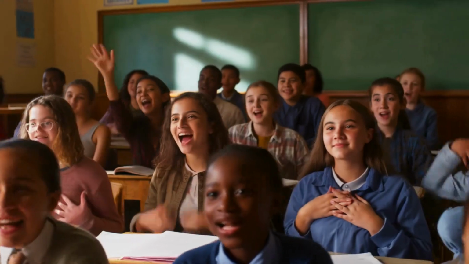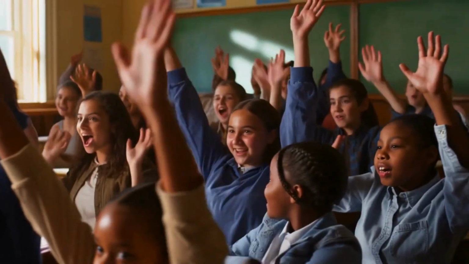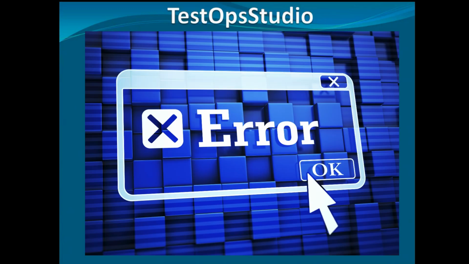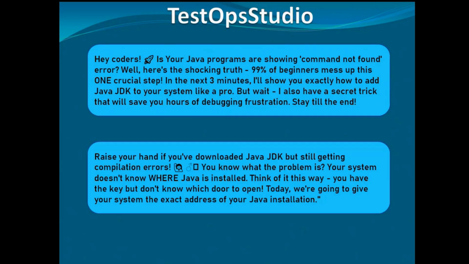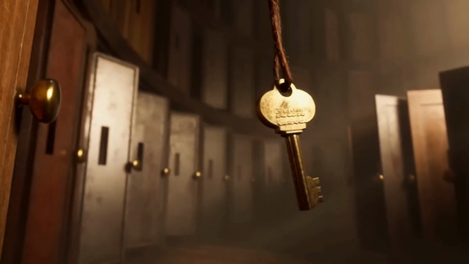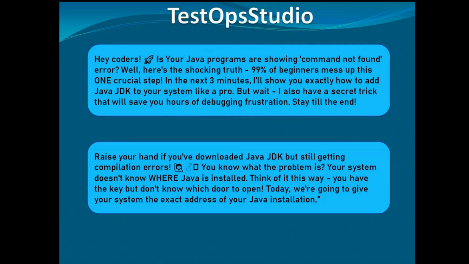Okay, so first of all, raise your hand if you have downloaded Java JDK but are still getting compilation errors. You know what the problem is? Your system doesn't know where Java is installed. Think of it this way: you have the key but don't know which door to open. Today, we are going to give your system the exact address of your Java installation.